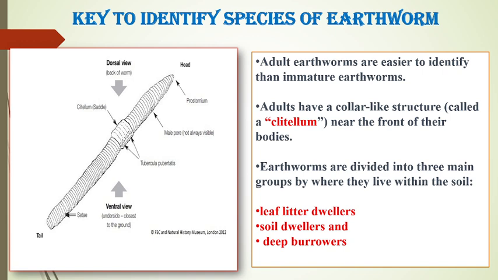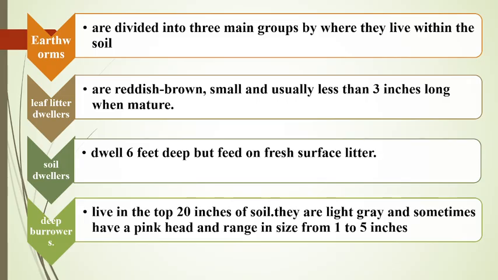Leaf-litter dwellers we can call epigeic, soil dwellers endogeic, and deep burrowers, which live by burrowing deep in soil. Leaf-litter dwellers are reddish brown in color, small, usually less than 3 inches long when mature. These are basically epigeic species which feed on dead and decaying matter and are useful in vermicomposting. Then soil dwellers feed on fresh surface litter.